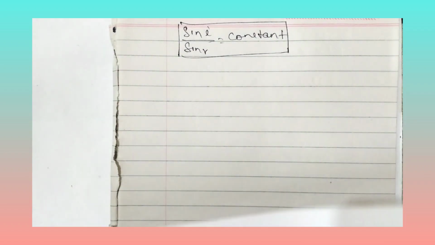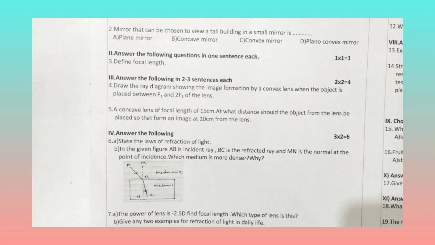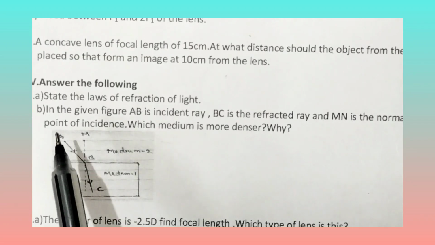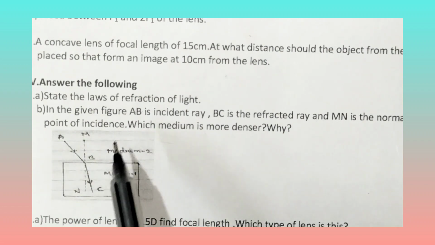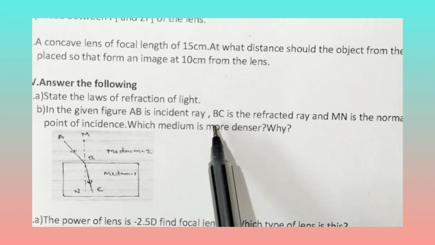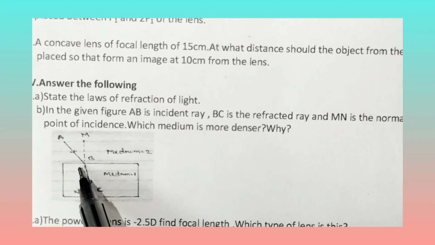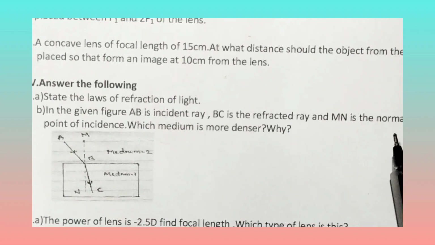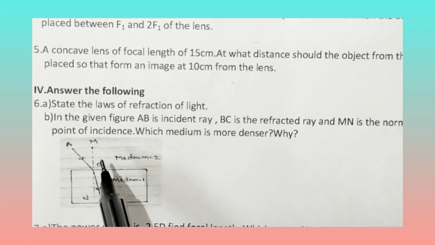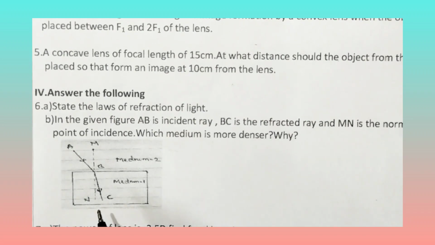So now let us move for question number, that is 6th B. So in the given figure, this is a given figure. AB is incident ray, BC is refracted ray, and MN is the normal ray. MN is the normal at the point of incidence. Which medium is more denser? Why? So here the light ray is, the refracted ray is bending towards the normal.